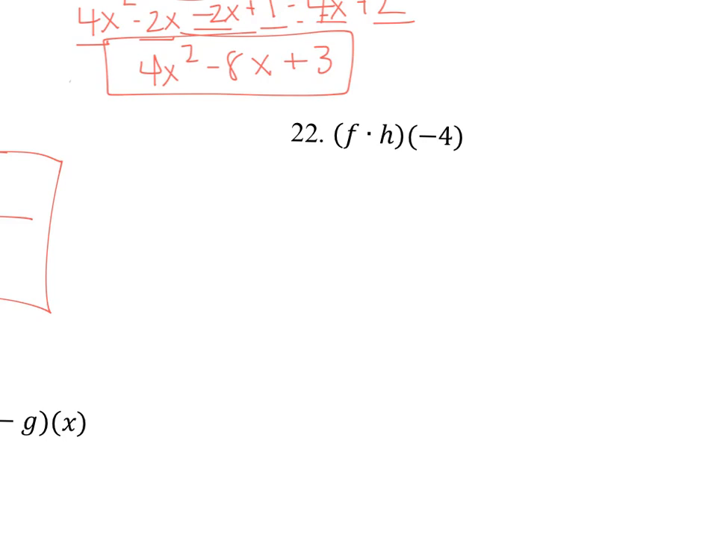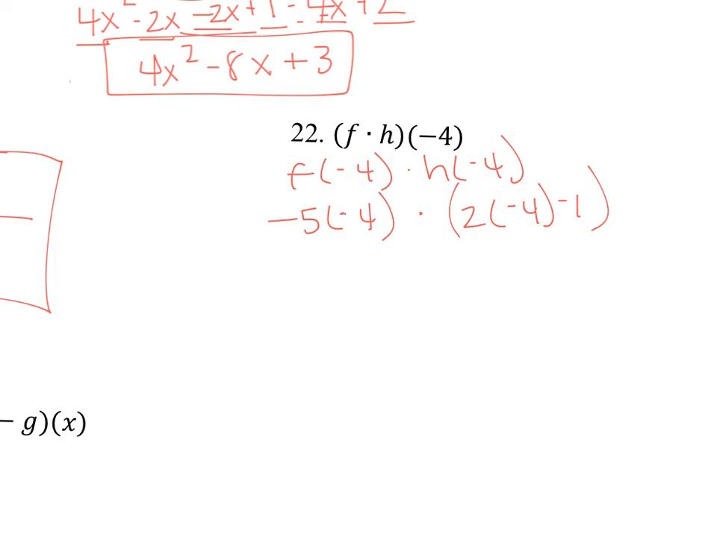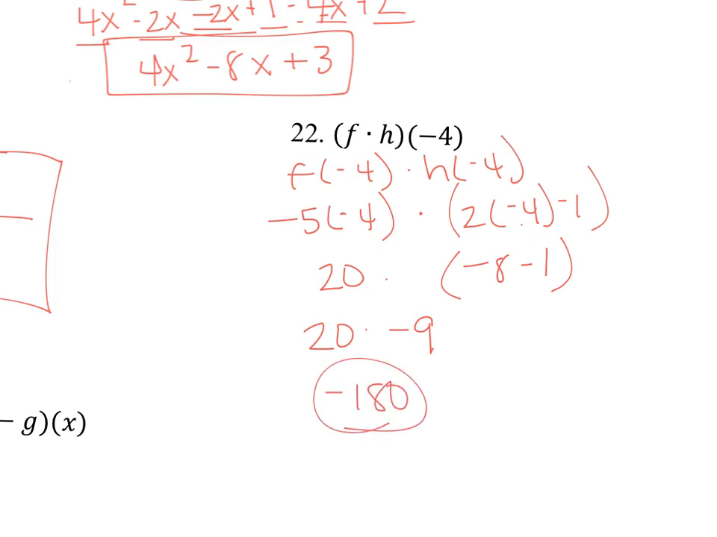So if I take a look at 22, I'm going to do f of negative 4 times h of negative 4. So f of negative 4 is negative 5 times negative 4 times h of negative 4, which is 2 times negative 4 minus 1. So negative 5 and negative 4 make 20. 2 and negative 4 make negative 8 minus 1, which is negative 9. And 20 times negative 9 is negative 180.